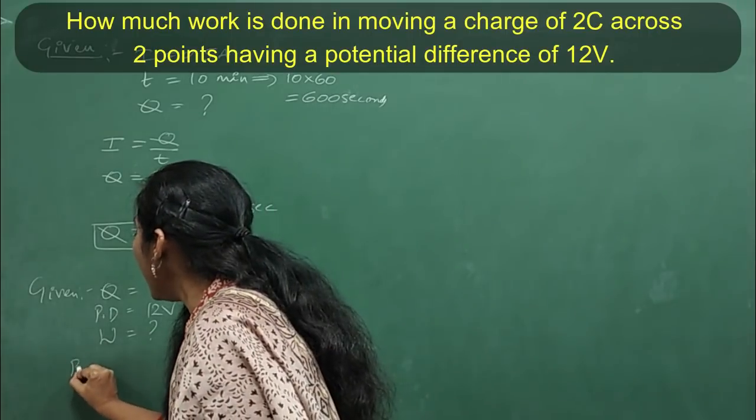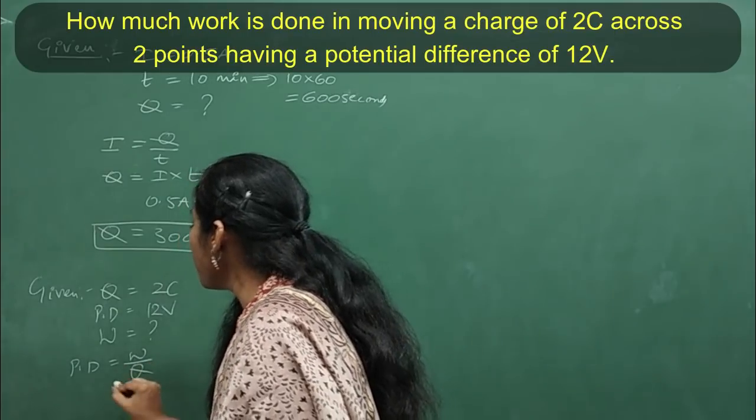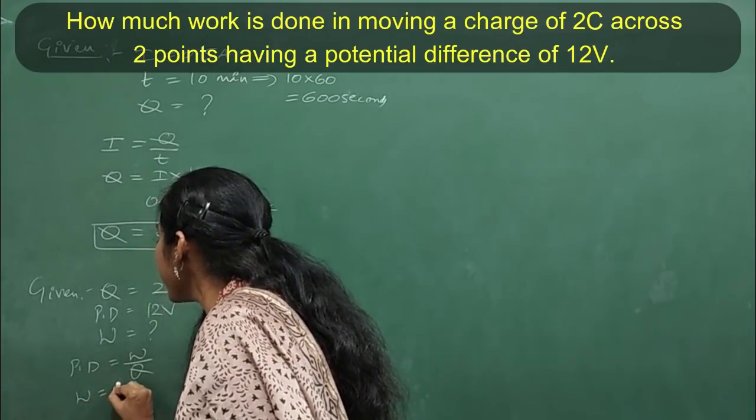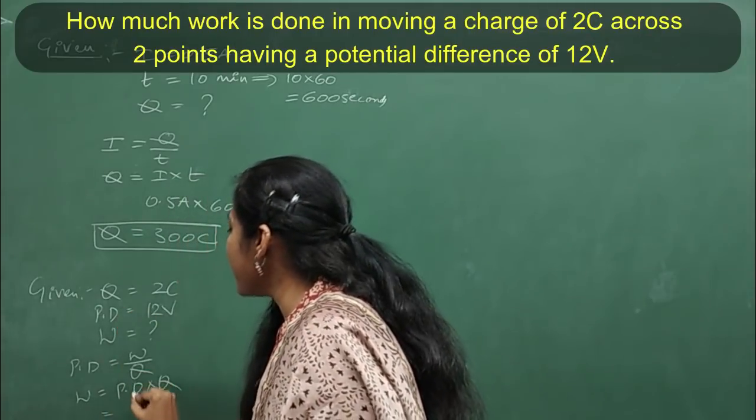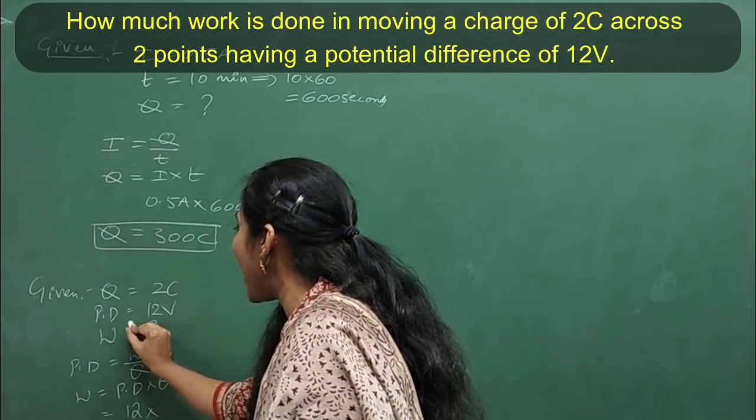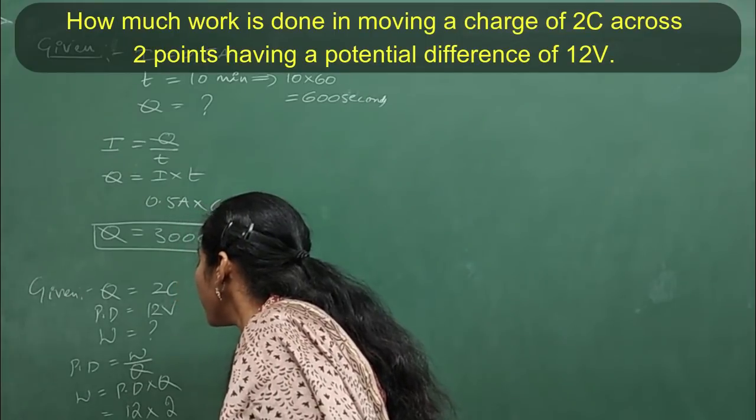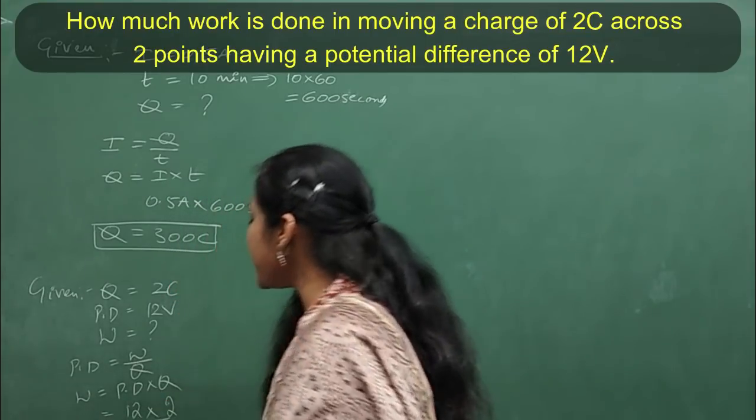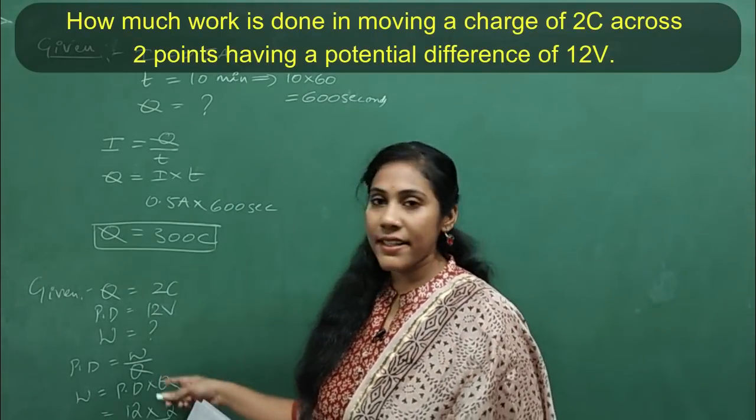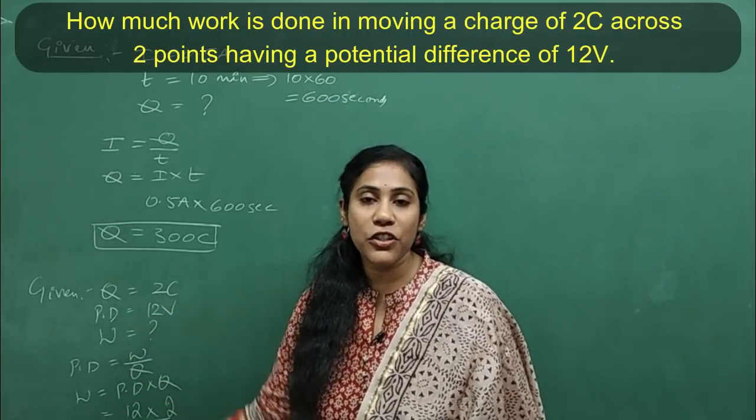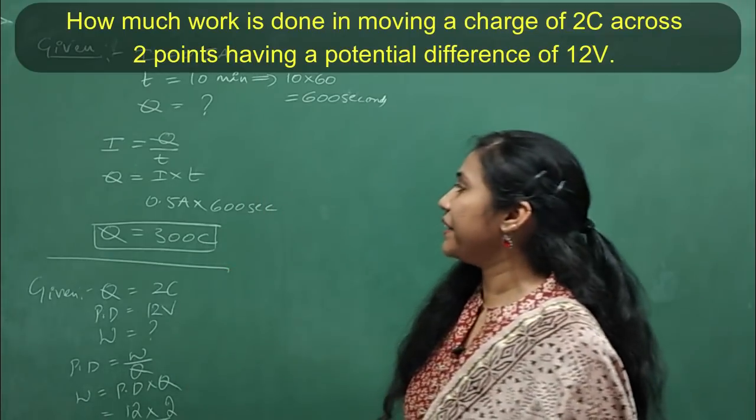So we have a formula, potential difference is equal to work done by charge. So work done is equal to potential difference into charge. Potential difference given here is 12 volts, into charge given here, 2 coulombs. So work done is equal to 24 joules. So this question was asked as an MCQ in one of the model papers. So concentrate, a simple question on potential difference, work done and charge. Okay. So this is one model, this is another model.